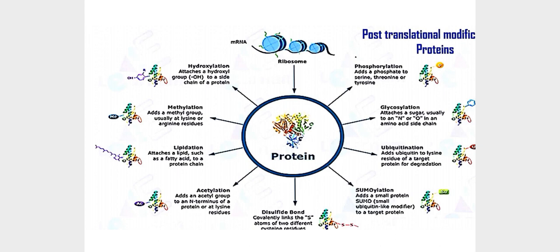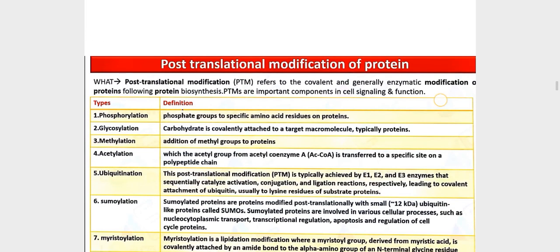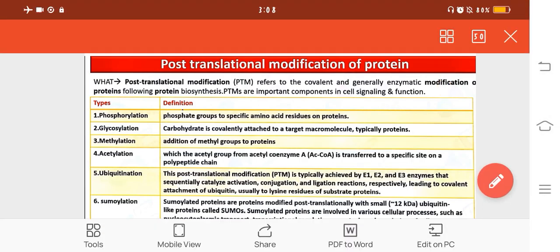Lipidation attaches a lipid, which is a fatty acid, to a protein chain. Methylation adds a methyl group, usually to a lysine or arginine residue. Hydroxylation adds a hydroxyl group to a side chain of the protein. Post-translational modification of protein.